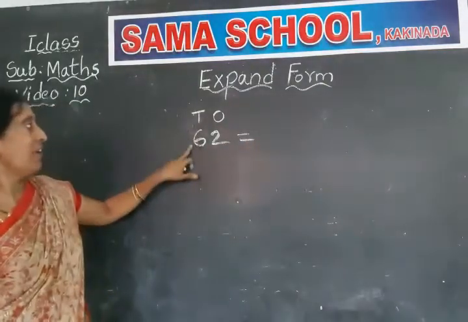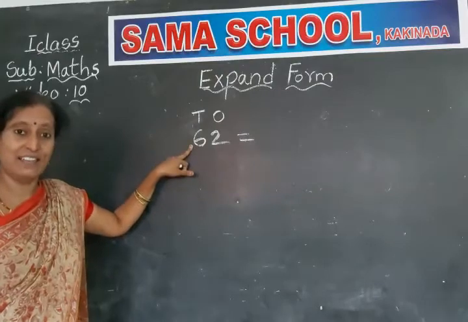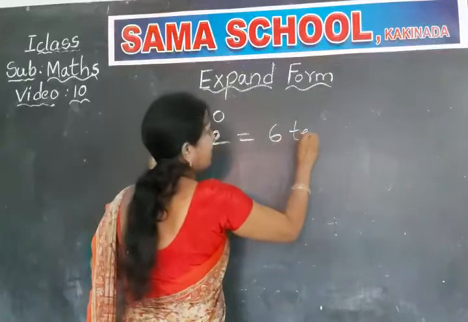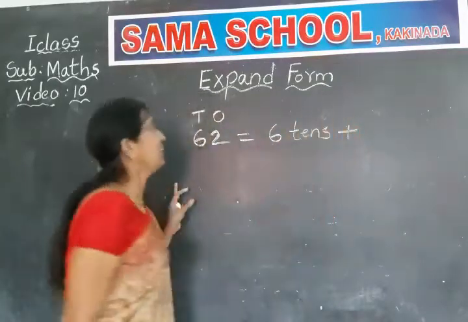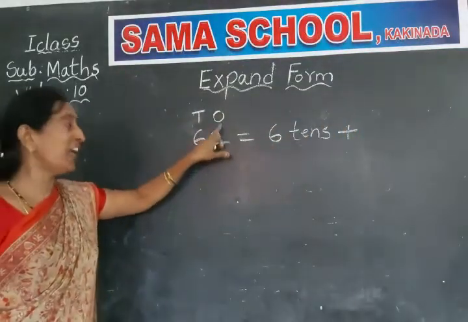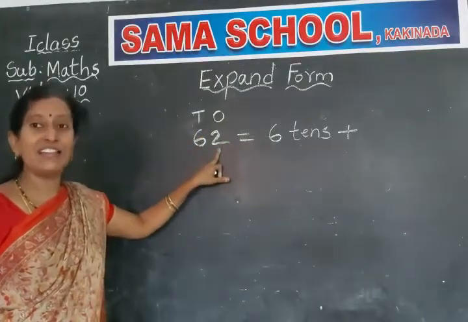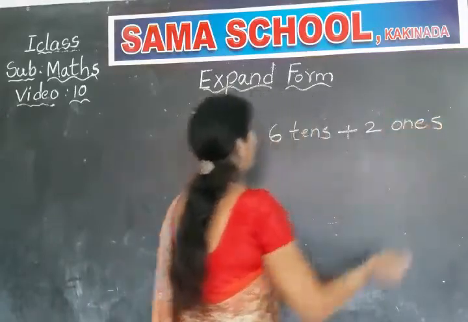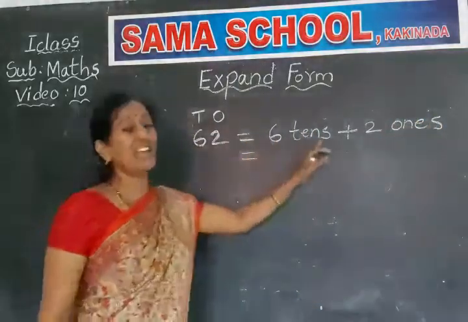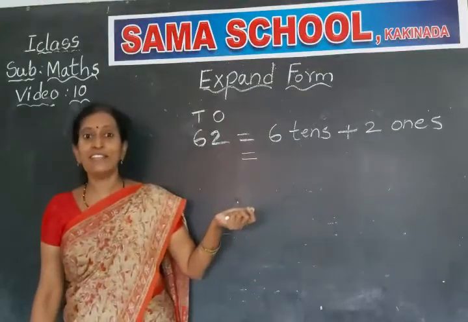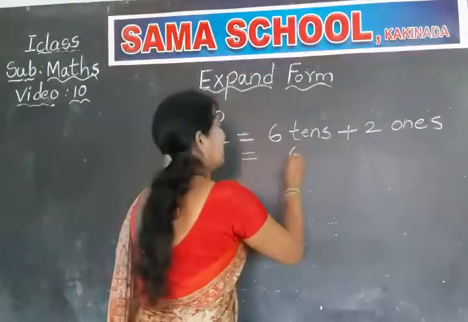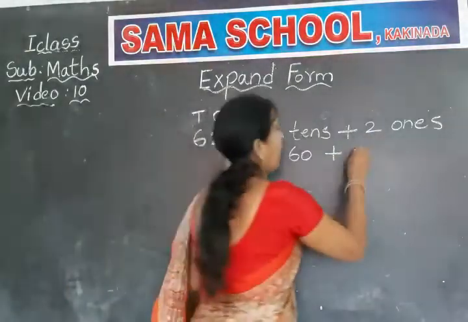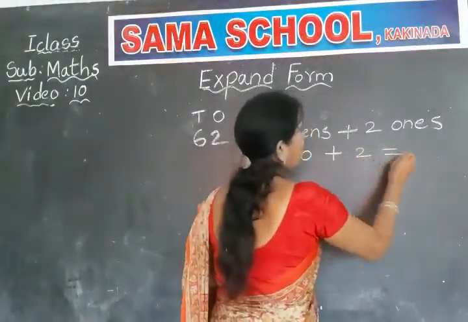Now tell me, 6 in the tens place means how many tens? 6 tens. Very good. 6 tens plus, next, 2 in the ones place. So how many ones? 2 ones. Now say, 6 tens means how much? 6 tens means 60. Very good. 60 plus how many ones here? 2 ones. 2, that's all.